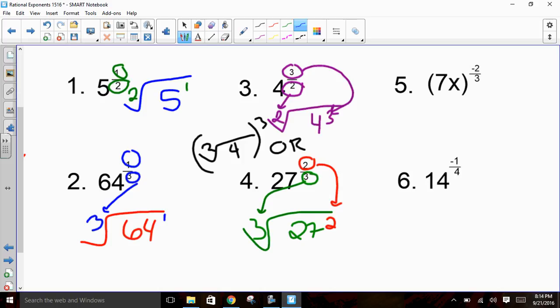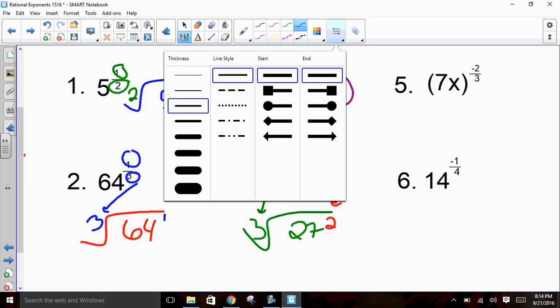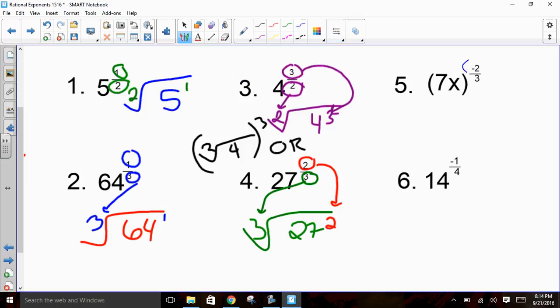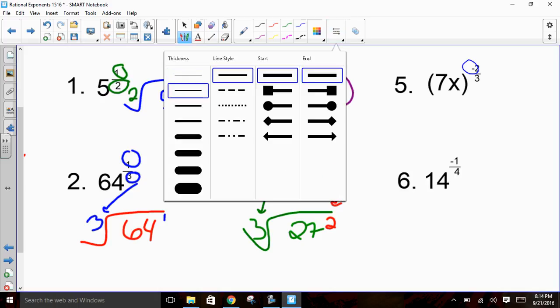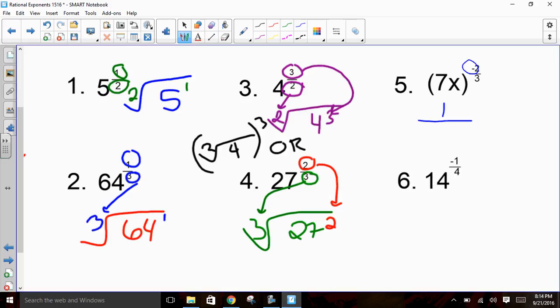Number 5. First thing I see is I have that negative sign with that 2, which I didn't even get a chance to really circle. I'm going to change this really, really small. My negative sign, there we go. That negative sign means that I need to put this as a fraction. So I'm going to have 1 over my radical. Inside my radical is going to be the 7x, because everything's in parentheses.